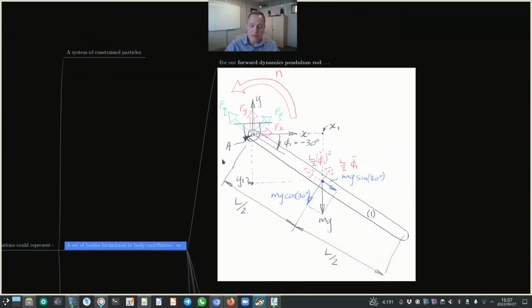And this is also now the example that we will discuss in more detail in this lecture, what I call the forward dynamics pendulum rod. So it's exactly the same pendulum rod as for the inverse dynamics. The only difference is we are not prescribing the angular motion of this pendulum rod. We are applying a torque, and then we want to calculate what the accelerations, what the angular response of the pendulum rod is.